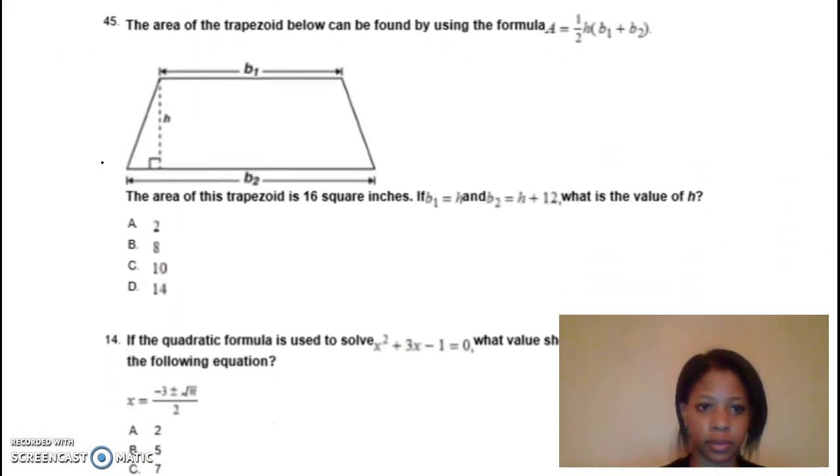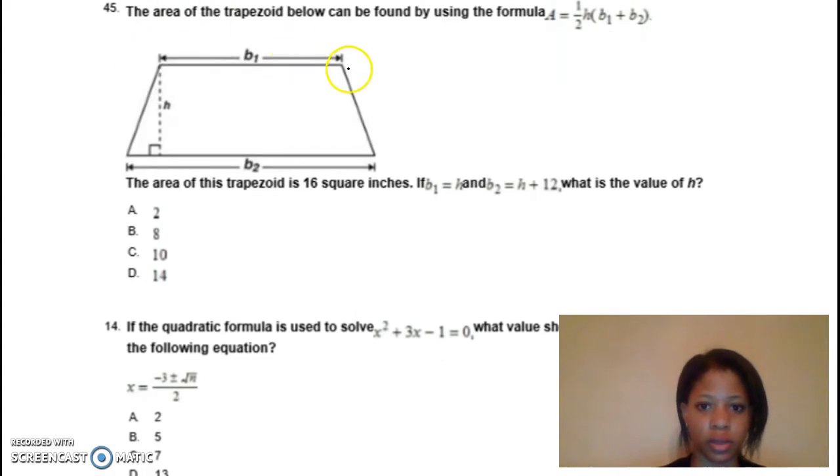A couple more examples. So this one was kind of like one of the first ones we did, except we need to substitute in these values. So you can pause it and read it. I'm running out of time, so I'm going to just keep going. It says the area can be found by using this formula. So I'm just going to substitute B1 or H in for B1 and H plus 12 in for B2.